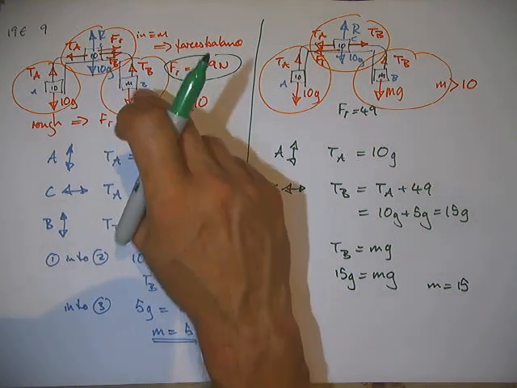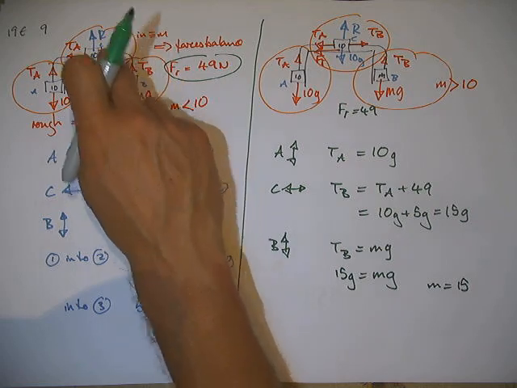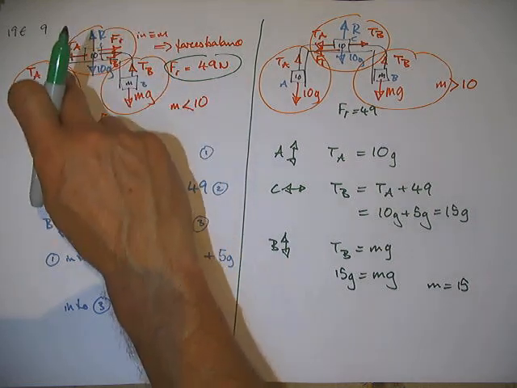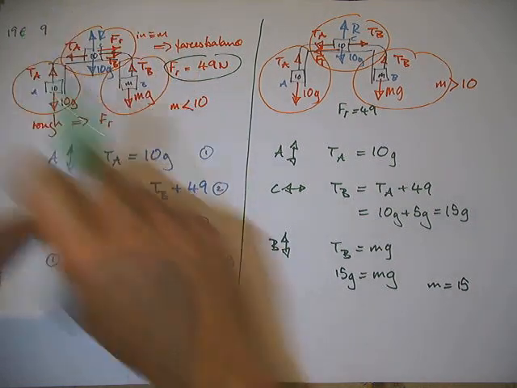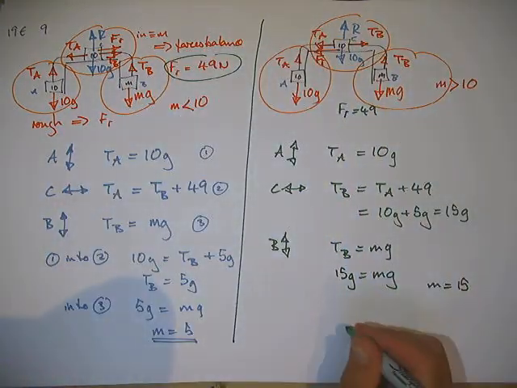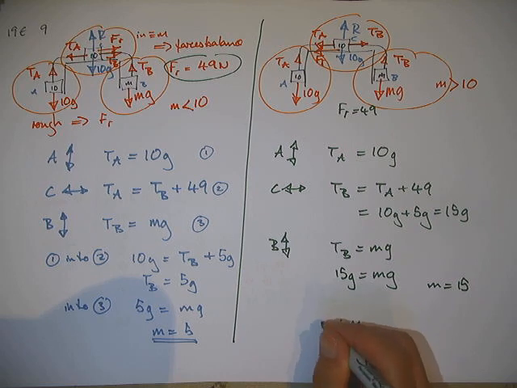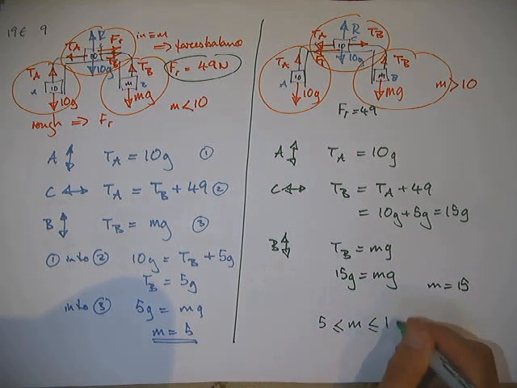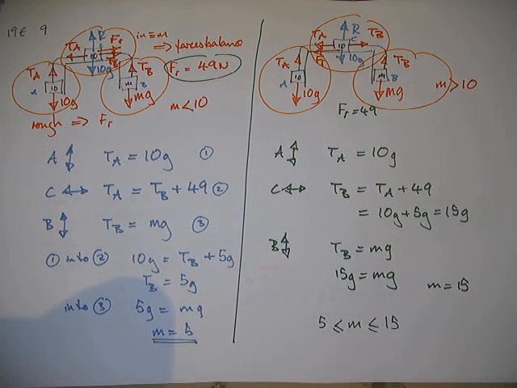So if this frictional force is as big as it can be, 49, we found the smallest that mass can be. If that were any smaller, 49 is still the biggest friction, but this one will then pull everything that way. If this is any bigger than 15, everything will be pulled that way. M is between 5 and 15. Right, that's a good one. Hope you enjoyed those.